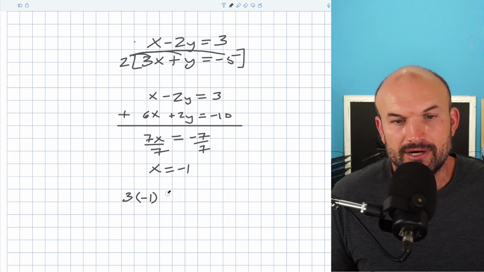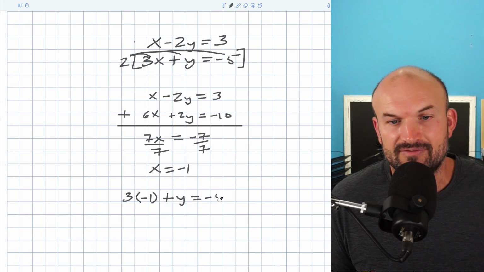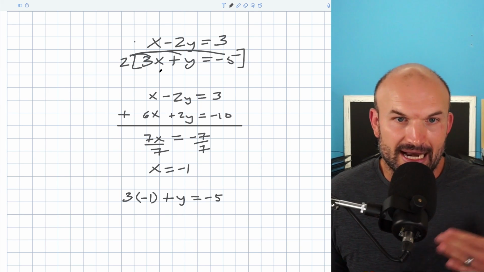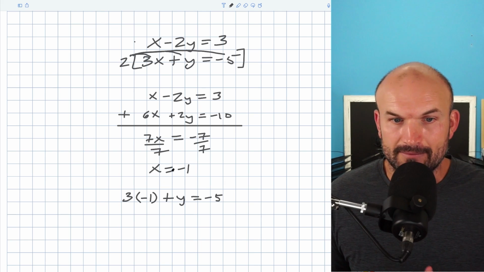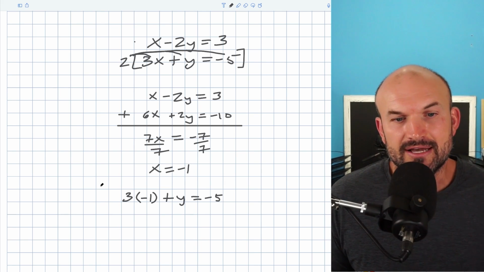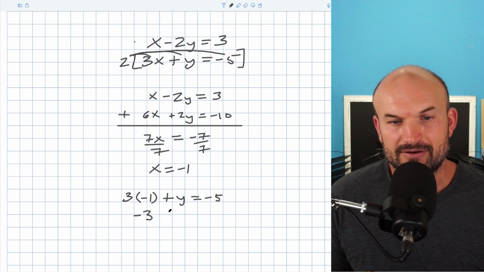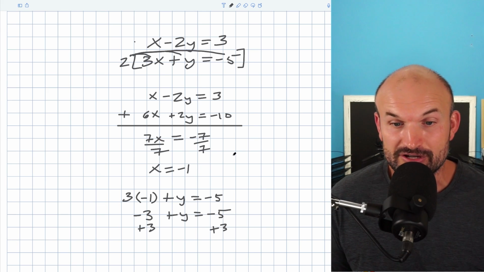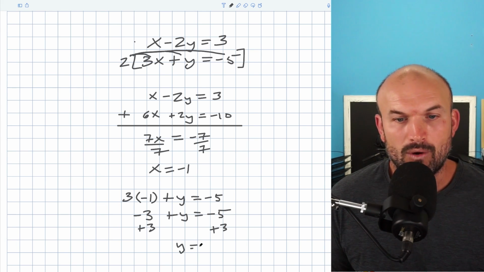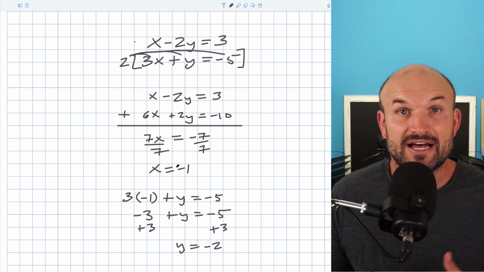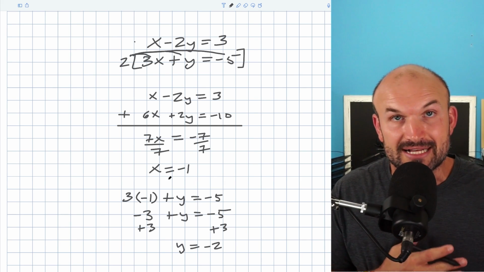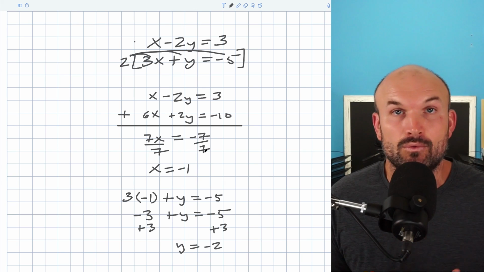So 3 times negative 1 plus y equals negative 5. Again, I'm just restating the original bottom equation, and I'm just replacing the x with a negative 1 because negative 1 is what I just found. And 3 times negative 1 is going to be a negative 3 plus y equals negative 5. And now just to go ahead and solve for y, since it didn't have a coefficient, you can see how that was nice. Y is going to equal negative 2. Therefore, the values for x and y that satisfy both these equations, or where the 2 lines are going to intersect, is going to be at x equals negative 1 and y equals negative 2.